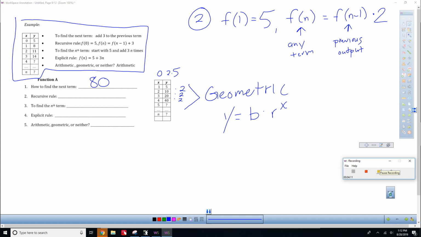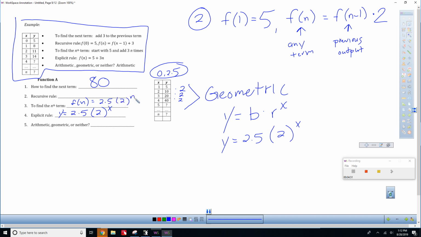Alright, sorry about the sneeze. So I have to divide by 2, and that's where I get our b is 2.5, our y-intercept. Okay? Our r is 2. So, the explicit rule is y equals 2.5 times 2 to the x power. So the nth term, f of n, will be 2.5 times 2 to the n power. Same thing. This is geometric.